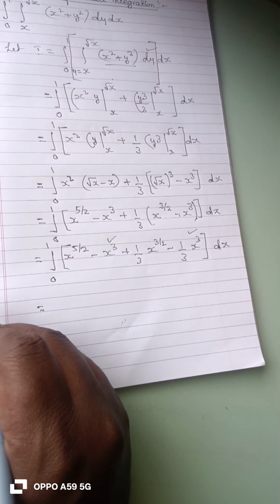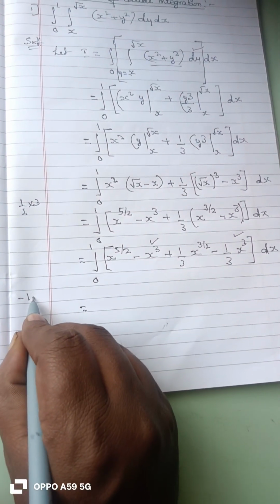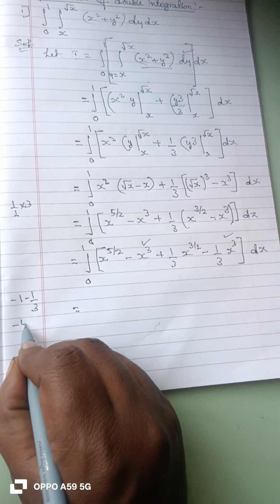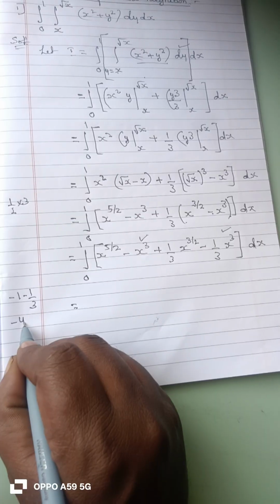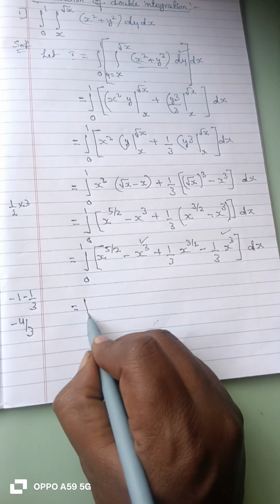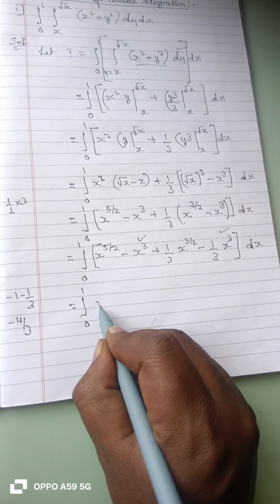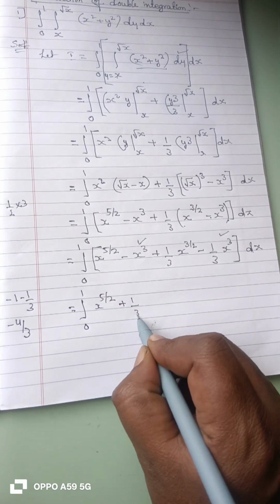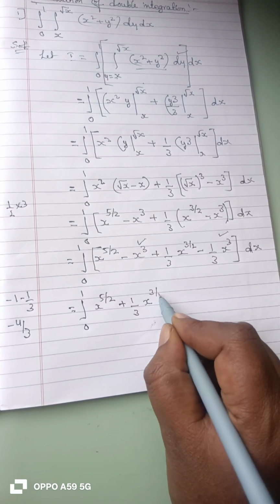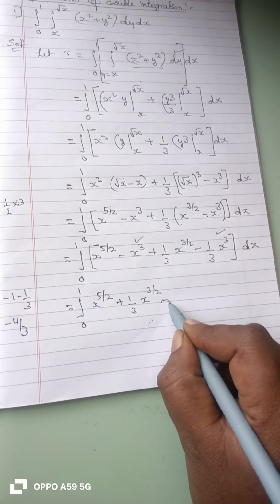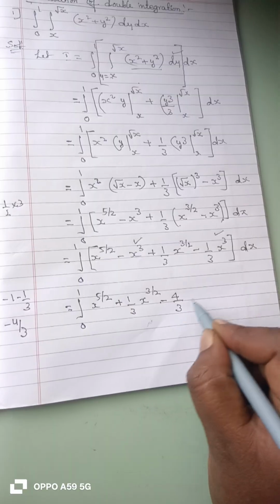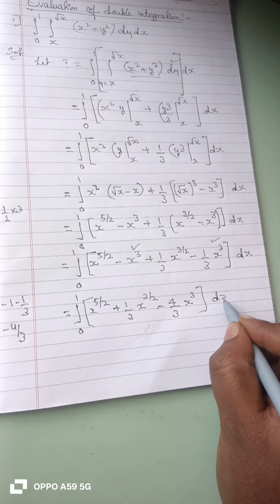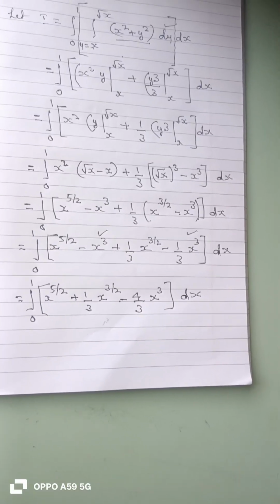So here minus 1 minus 1 by 3, so this will be minus 4 by 3. So this is the integral from 0 to 1 of x to the power of 5 by 2 plus 1 by 3 x to the power of 3 by 2. Both the terms, if you add, you will get minus 4 by 3 x to the power of 3. This is under dx.